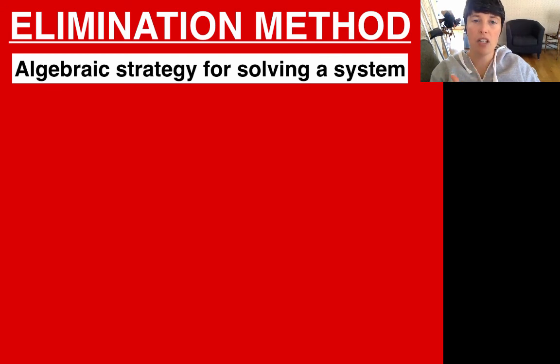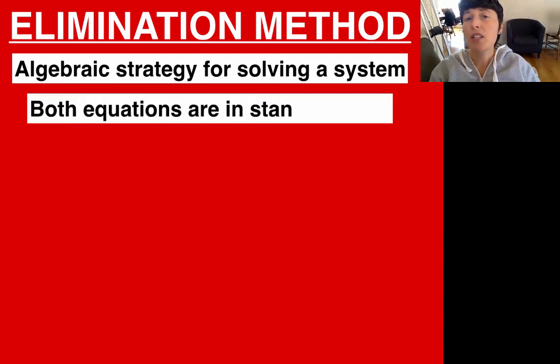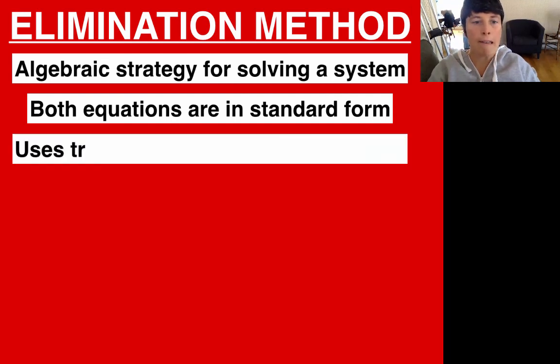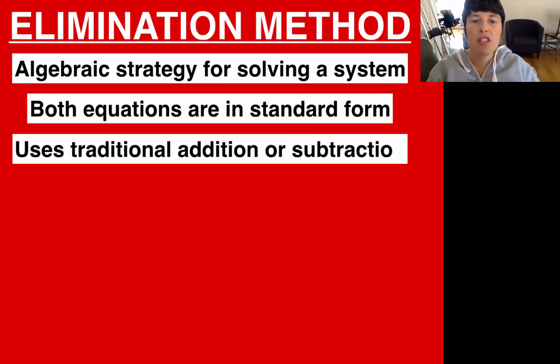You can solve a system other ways. You don't have to graph. You can use this algebraic strategy. Both equations typically need to be in standard form for this to work. So if you get two standard form equations, then you line them up vertically for this. And really, it uses this traditional addition and subtraction. Think back to elementary school when you put the line underneath and you add it up vertically or subtracted vertically.